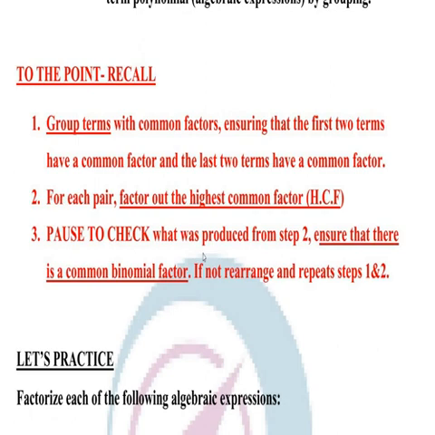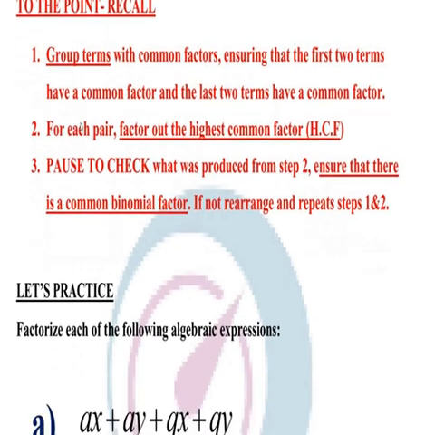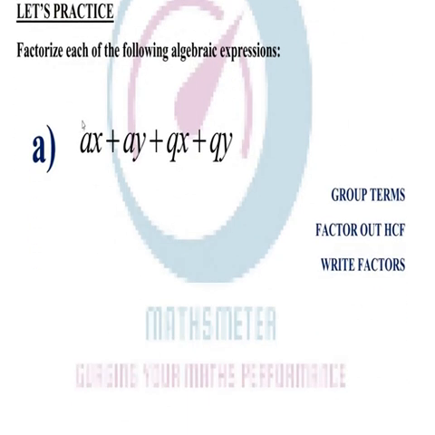If we have not produced a common binomial factor, we need to go back to step 1, rearrange our polynomial, ensuring that the first 2 terms have a common factor and the last 2 terms have a common factor. Then factor out the highest common factor, and if it still doesn't work after that, then we can say that the polynomial cannot be factorized by grouping. Now, this might sound like gibberish so far, but by the time we start practicing, it's going to make sense. So in our first example, factorize the following algebraic expression: ax plus ay plus qx plus qy.